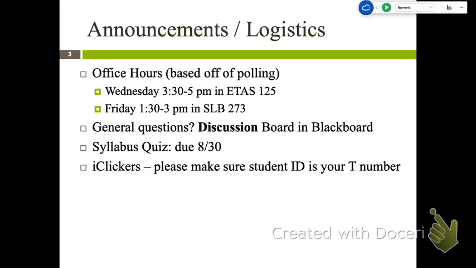I noticed a lot of people on iClicker had signed up, and under their student ID, a lot of people put their T number, but some people didn't. So please put your T number in there. Because that will also allow me to sync your grade from iClicker into Blackboard.